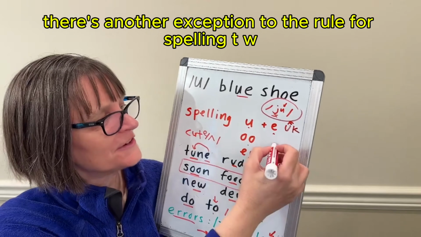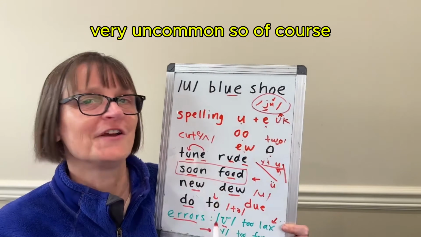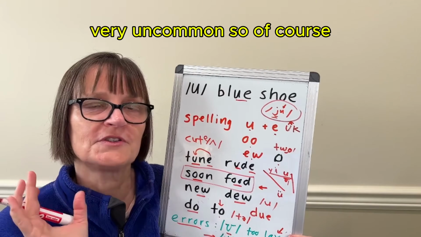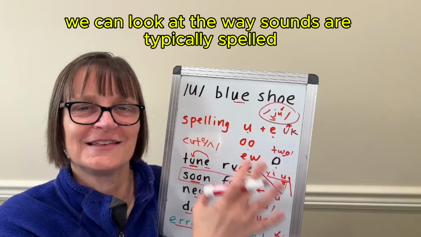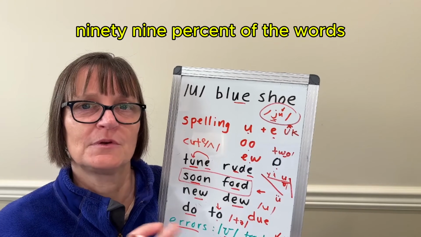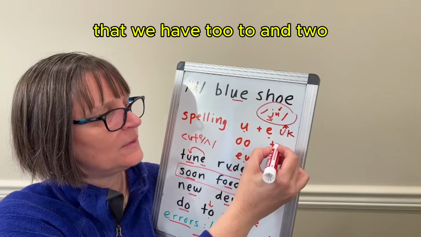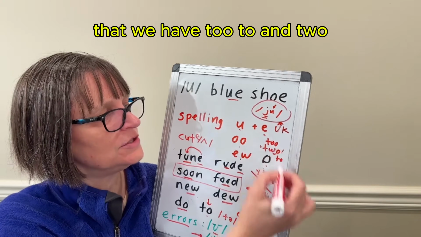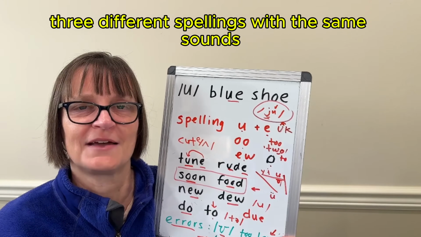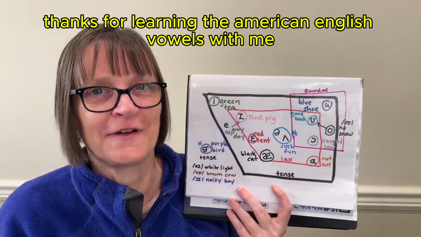So two, there's another exception to the rule for spelling TWO. Very uncommon. So of course, we can look at the way sounds are typically spelled, and that will help you with 99% of the words. And then there's certain words that you just need to learn to sight read, that we have two, to, and too, 3 different spellings with the same sounds. That's English for you.